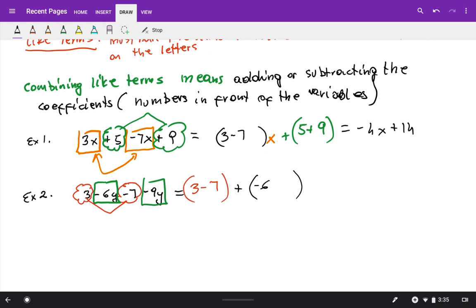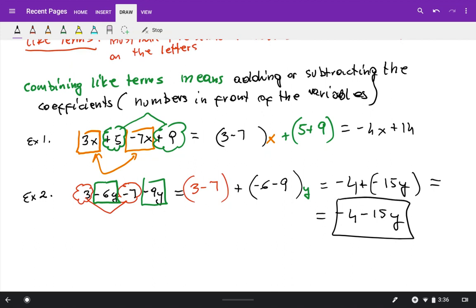We're going to add or subtract coefficients. In this case, I have negative 6 minus 9, since they're both negative, and I'm putting y outside. Okay, and that will give us negative 4. And here, look what happened. You have plus negative 6 minus 9, since both are negative, that will give you plus negative 15y. And when you have plus and minus, of course, you keep only minus. So this is negative 4 minus 15y. And that's our final answer.